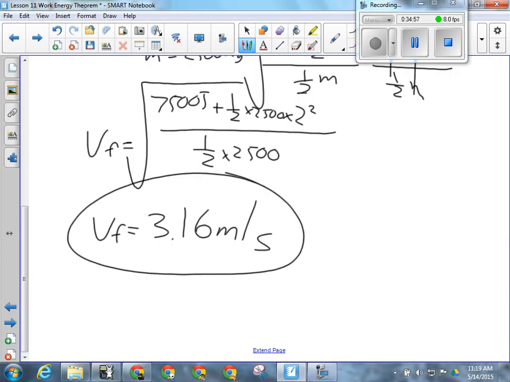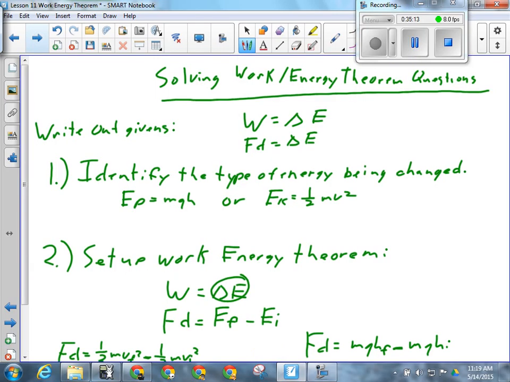Is there a pattern here to what we're doing? They all start out with write your givens down, then figure out what kind of energy is being changed, then set up work equals change in energy, and then manipulate for what you're looking for and solve. That's essentially the pattern we're going to go through. So we're going to write those down. This isn't in your notes. These are the steps or tips for solving work energy theorem questions.